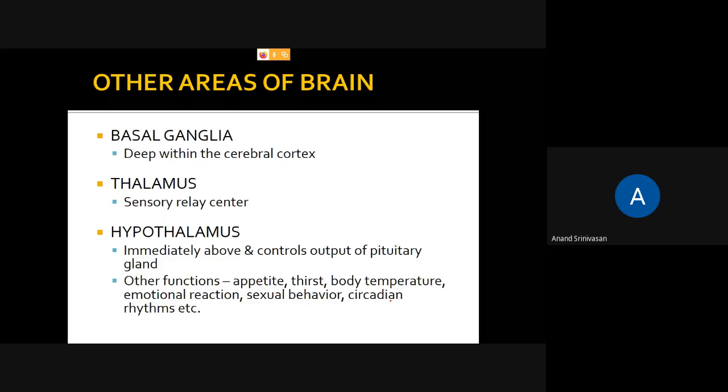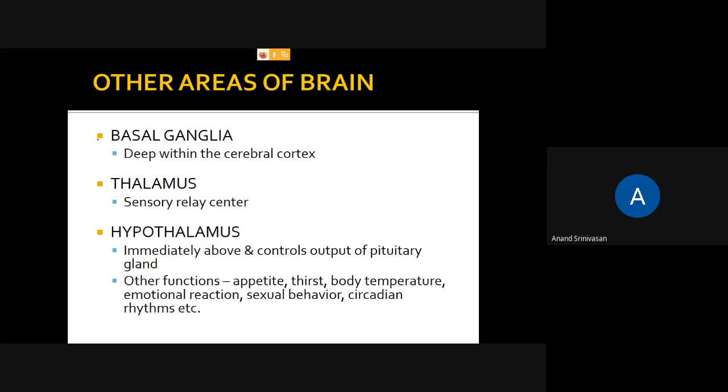So we have seen the cerebral cortex. Now let's see the other parts of the brain. These parts are more important physiologically, so they will be discussed in detail in your second semester. But with regard to the anatomy aspects, I will be telling you now.